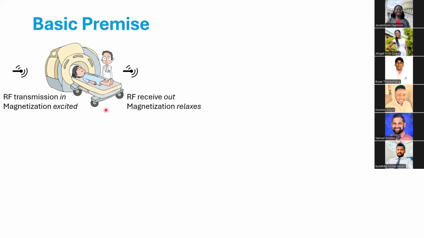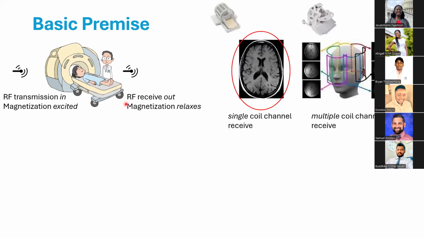Okay, so the basic premise, just to start off, we have MRI. The whole idea is that we have RF transmission going into the system, into the body to excite the magnetization in your body, and we have RF receive, which is coming out with the signal as the magnetization relaxes. So this is the big picture.